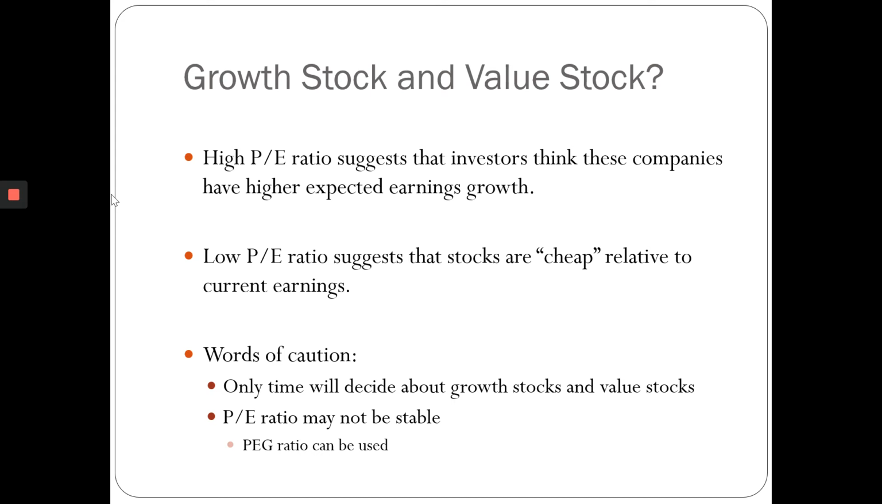So the PEG ratio is actually the ratio of the PE ratio to the expected earnings growth. And it suggests that, all else equal, lower is better. A lower PEG ratio is better because it means that we are paying a small amount relative to the earnings.